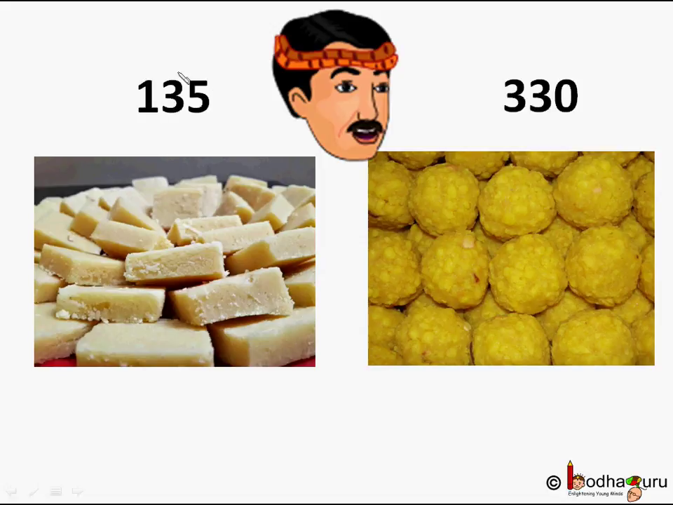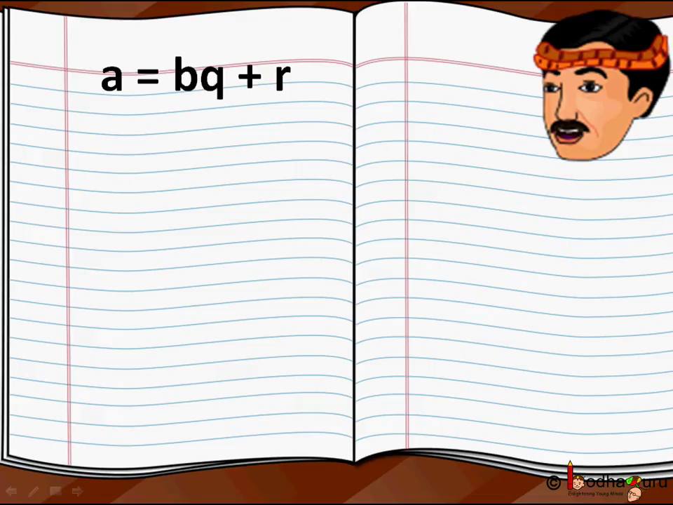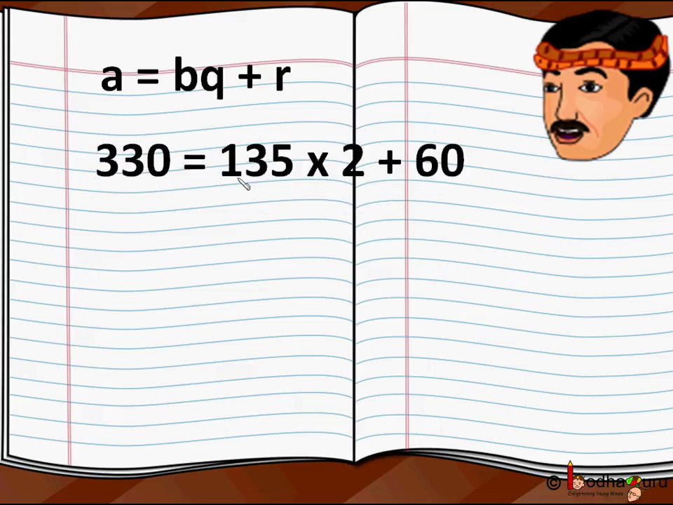Many sweet shops do that in real life, because this way they can have all the trays of the same size. It is easier to purchase and store. And by not mixing two different sweets in the same tray, it looks beautiful too. So now we take 330 and 135 and we try to find the HCF of 330 and 135. That HCF will give us the number of sweets in a tray such that each tray has the same number of sweets. So we put them into Euclid's division lemma.